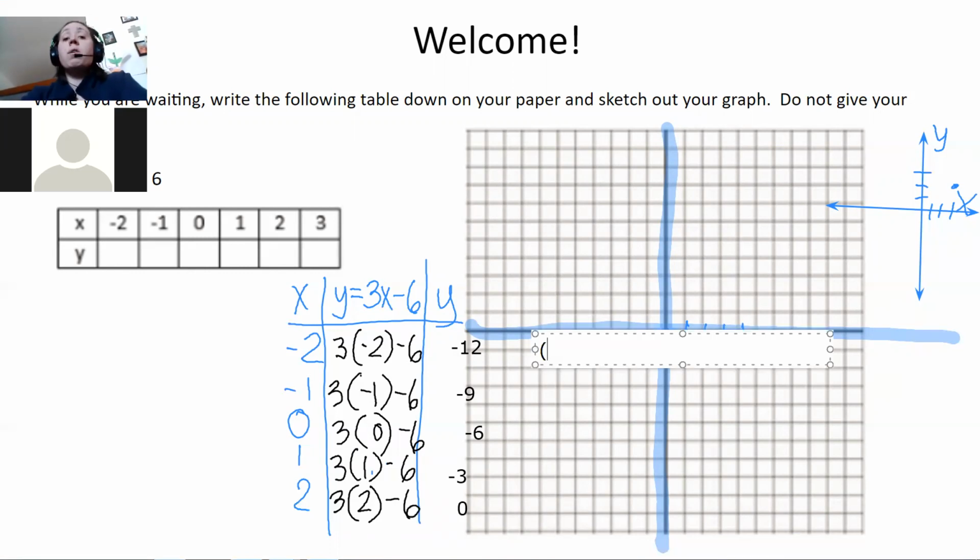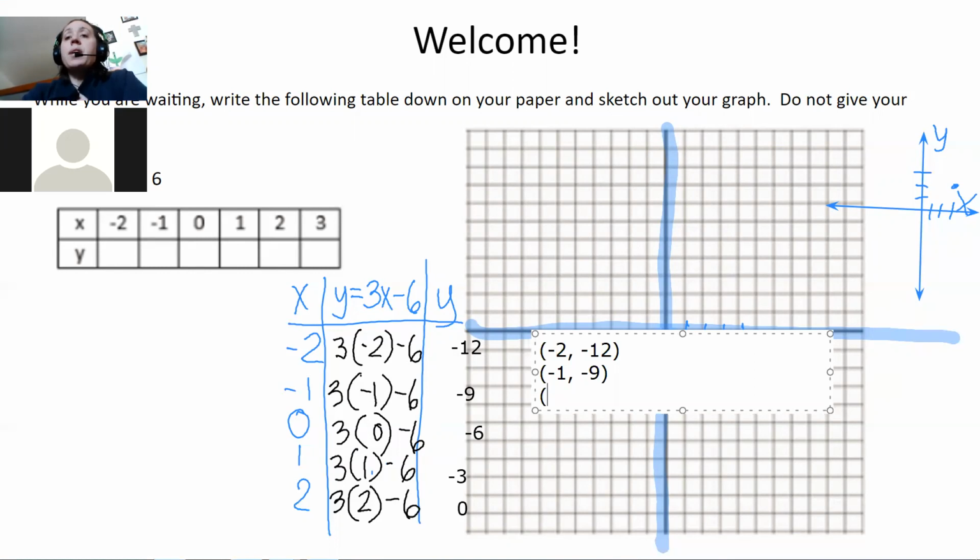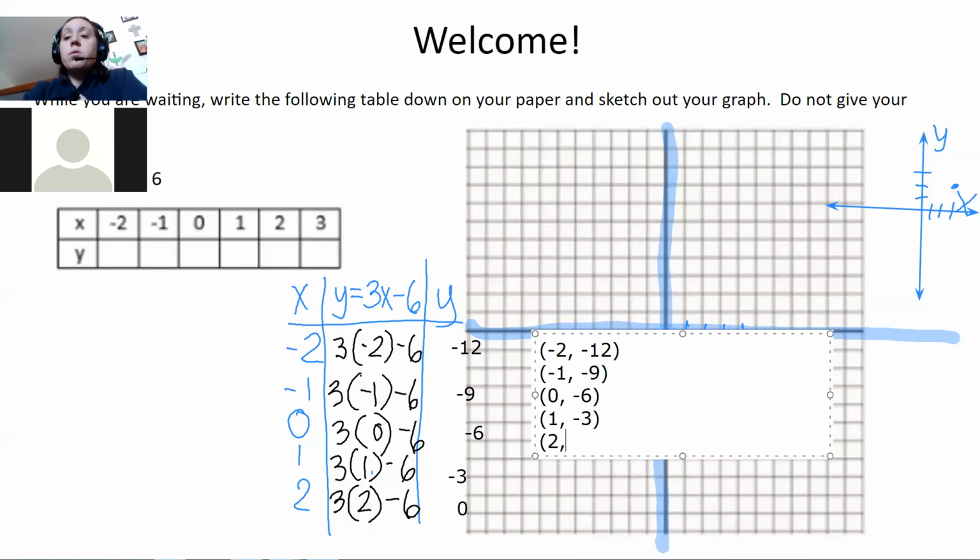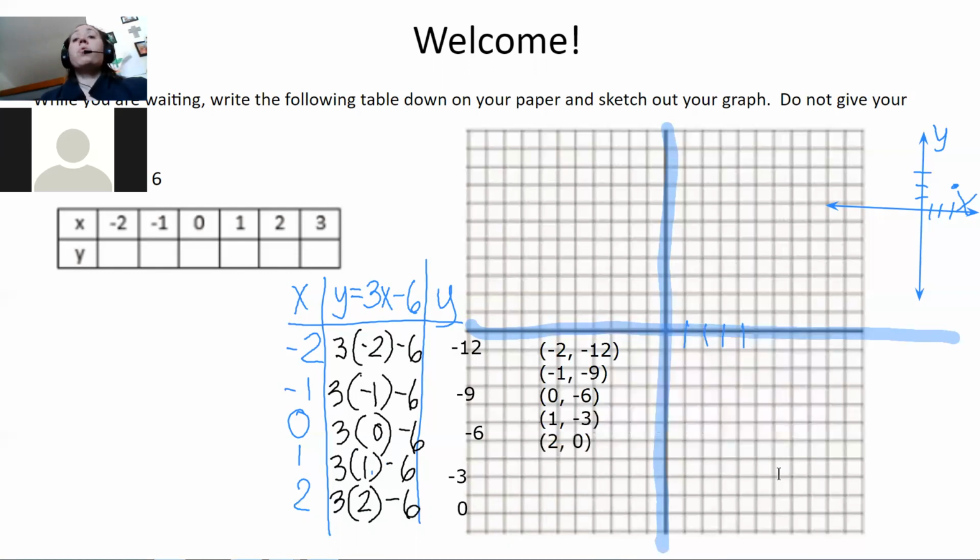Good. So my first coordinate is -2, -12. My next one would be -1, -9. Then we have 0, -6, 1, -3, 2, 0. So that just told me a whole bunch of coordinates. Do we have to graph every single coordinate? If you're thinking no, that's right.